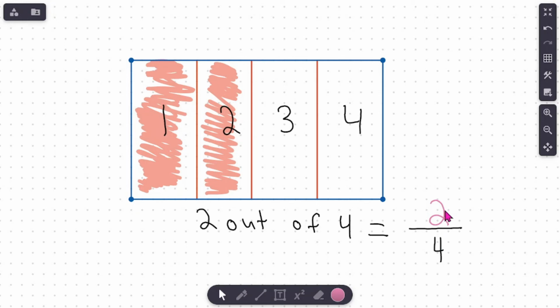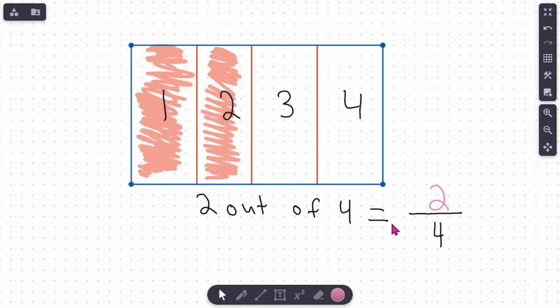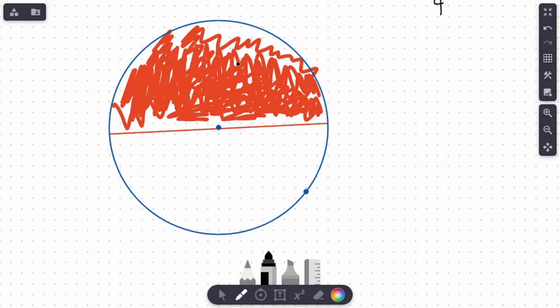So this one is 2 fourths. Same thing on this next one. I'm going to put a picture up, color in some of the sections, tell me how many sections there are total, how many groups we have total, and then we'll talk about it and see if we know how to say it correctly. All right, I've got a circle on the screen here for you.